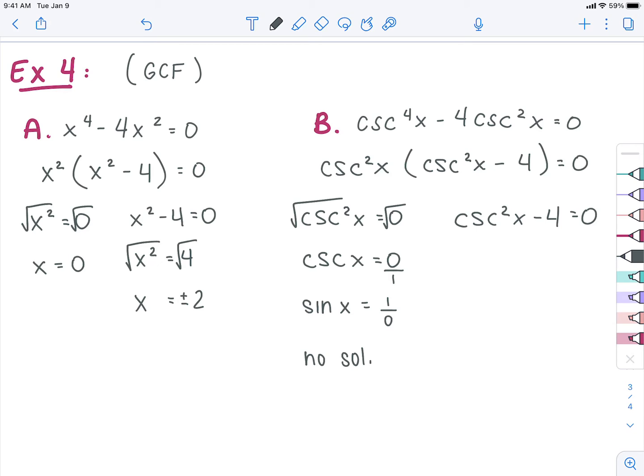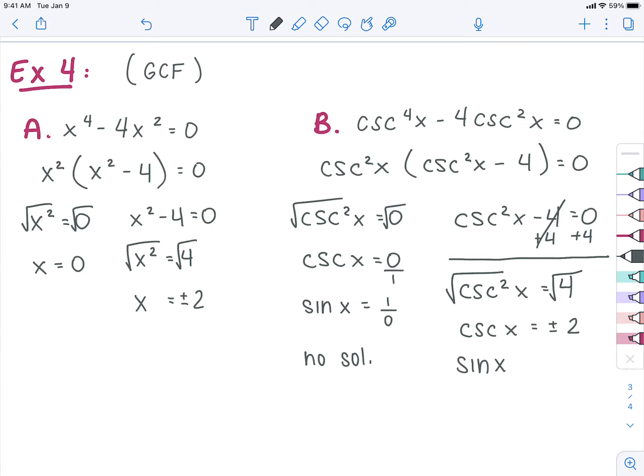Then we're going to go over to the other one. I'm going to add 4 to both sides. I'm going to get cosecant squared x equals 4. And then I'm going to square root both sides and get cosecant x equals positive or negative 2. So now again, I want to flip it to be my reciprocal, right? So I want to know sine of x equals positive or negative 1/2, because the reciprocal of 2 is 1/2. So I want to know where my y values are positive or negative 1/2.